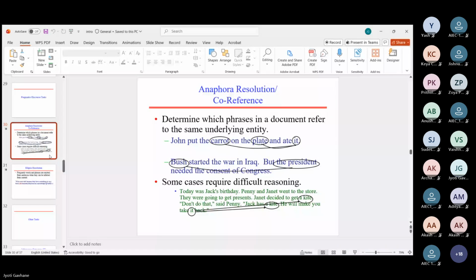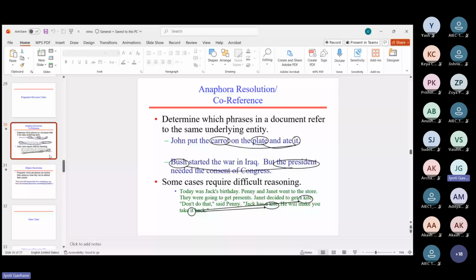Now, if we know, yes, Bush is the president, then directly we can understand, yes, the next statement is talking about the same person, which started with the noun Bush. But if we don't know, तो हम क्या interpret करेंगे? Bush has started the war in Iraq, but the president needed the consent of Congress. तो president अलग है, Bush अलग है. So this is the interpretation.